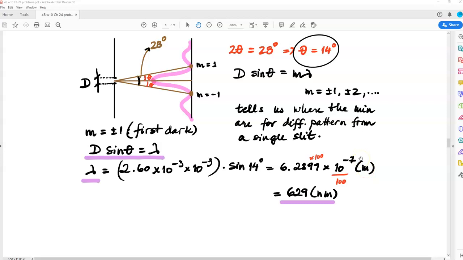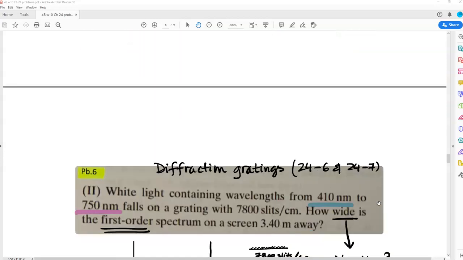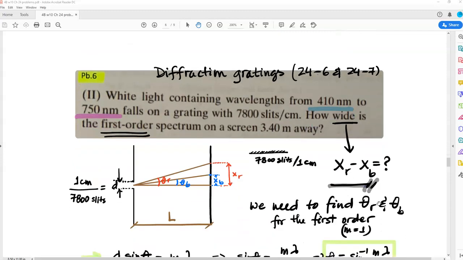If you really want to be kosher about it, you can convert this into nanometers. So if you multiply this with 100 and divide this by 100, right? So here you go, you didn't change anything. Then 10 to the minus 7 divided by 100 is 10 to the minus 9. That forms your nanometers right here. So 629 nanometers. Next problem is problem 6 in your packet right there.